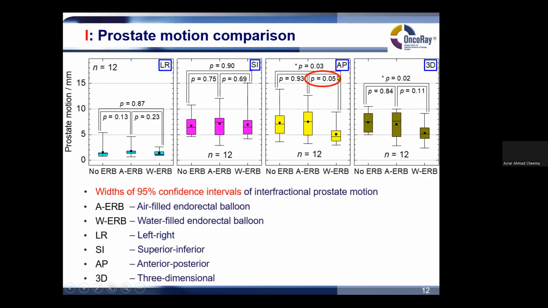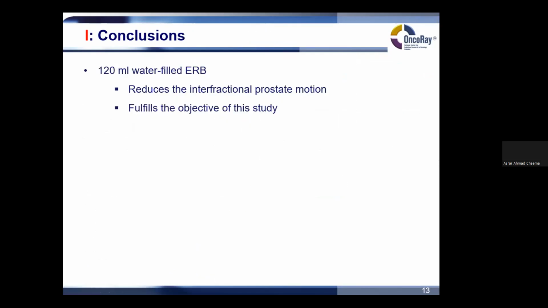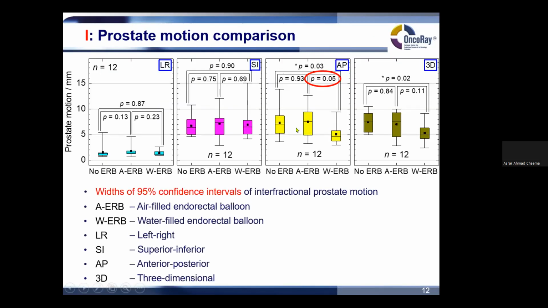While the difference was at the borderline of significance for the patient groups with air-filled endorectal balloon and water-filled endorectal balloon, it can be concluded that the 120 milliliter water-filled endorectal balloon reduces the interfractional prostate motion and fulfills the objective of this study. So we see that the air-filled endorectal balloon has no significant difference in any of the cases from the no endorectal balloon option, while there is a difference between the patient group without endorectal balloon and with water-filled endorectal balloon along anterior, posterior, as well as 3D motion vector.